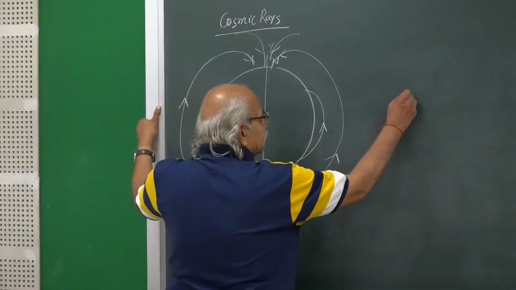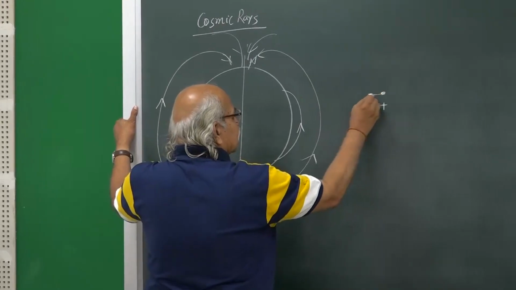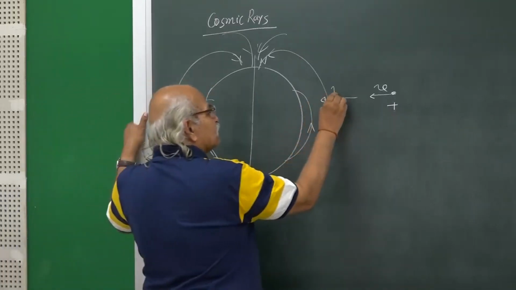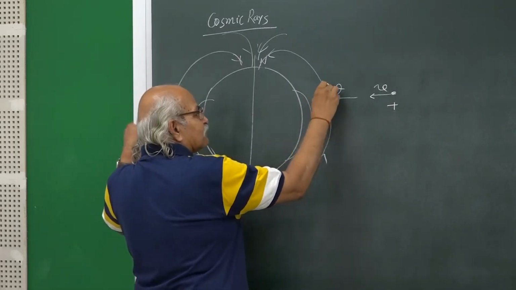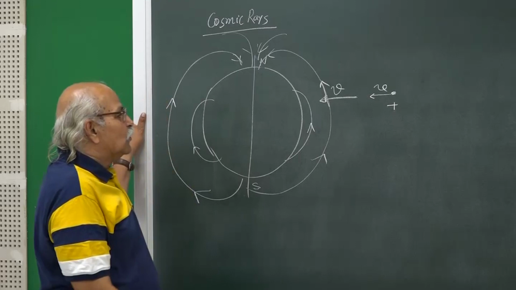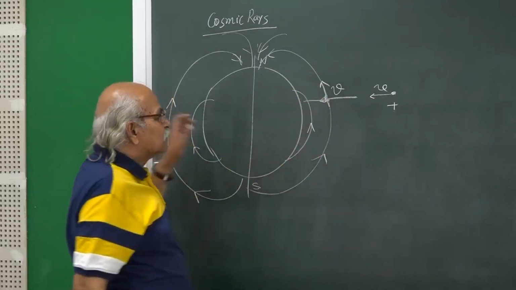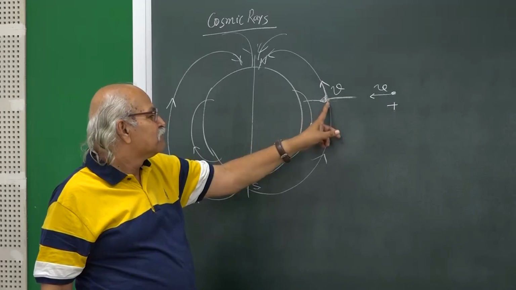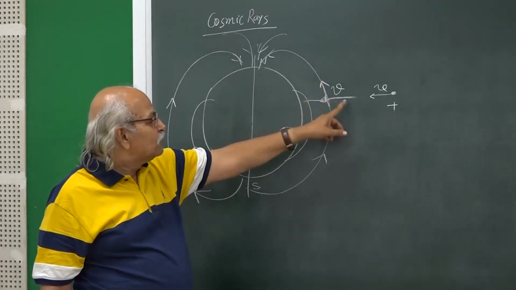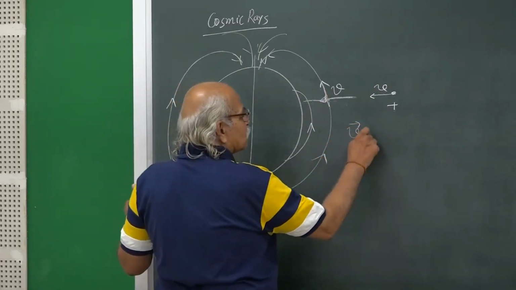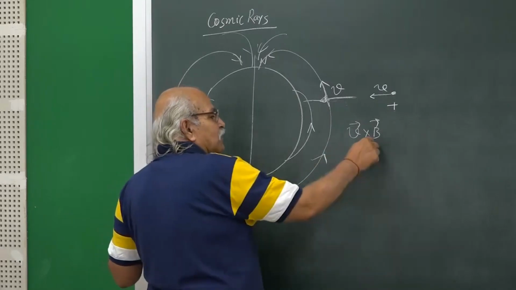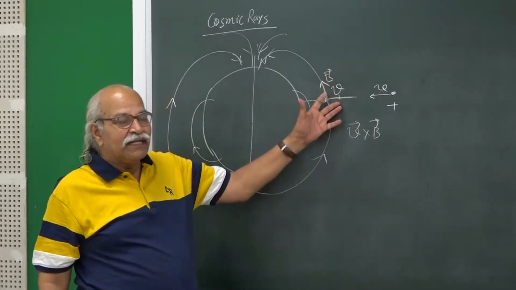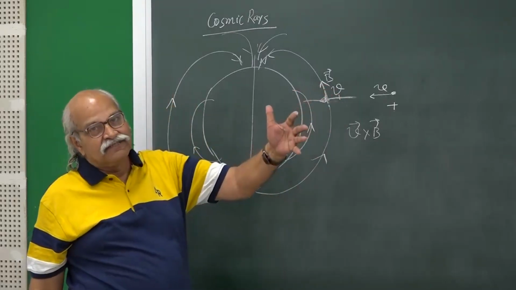So, suppose there is a cosmic particle coming with velocity v. What happens because of the magnetic field? You have the magnetic field here, this is the direction of magnetic field, and here is the velocity. So, v cross B will be perpendicular to this plane. V and B both are in this plane, so v cross B will be perpendicular to v, also perpendicular to B, and here it is coming out of the plane.